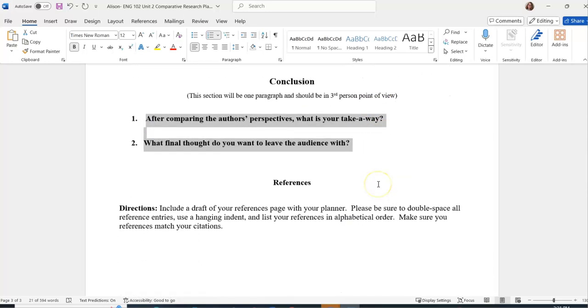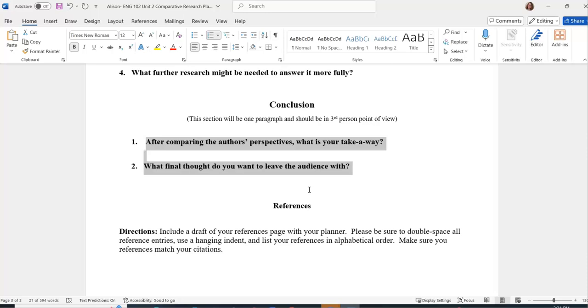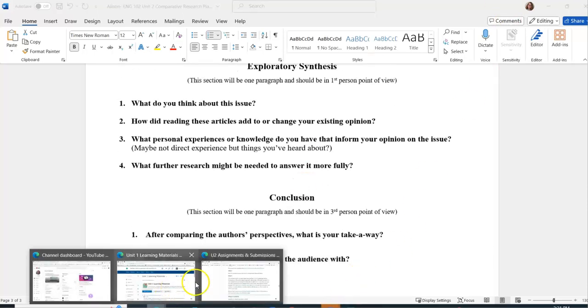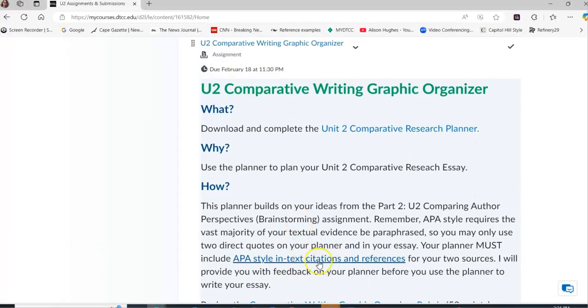And just like with our previous planner in Unit 1, I want a draft of your reference entries on your planner. So make sure you review the APA resources and make sure if you are using articles from a database that you select APA 7 when you use the citation button in those databases. And of course, everything that you need is going to be linked in the assignment. So if you need to review in-text citations and references, you can click this link right here and review that assignment.